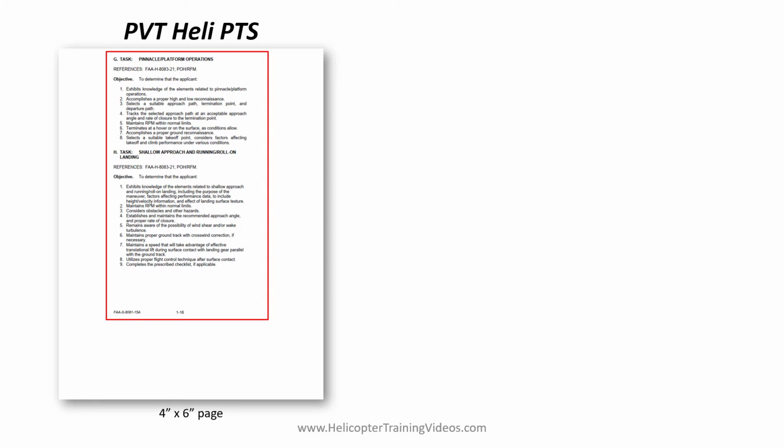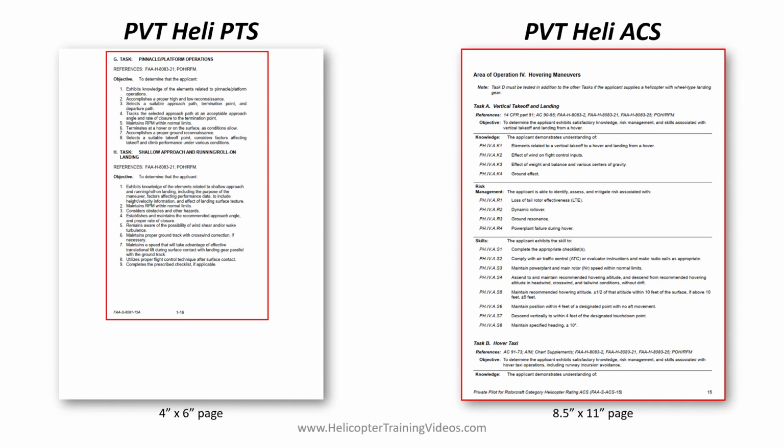So you can see here that the old PTS was printed on a 4x6 page. Because there's so much more content, the new ACS is printed on a full letter size 8.5 by 11 inch. Even so, it's still twice as big almost as the PTS. And I want to remind you, that does not mean that it's going to be a longer check ride. We'll talk about this in a minute, but it's actually potential for a quicker check ride. But it does mean a lot more guidance.